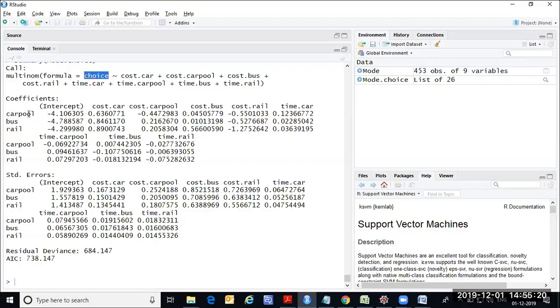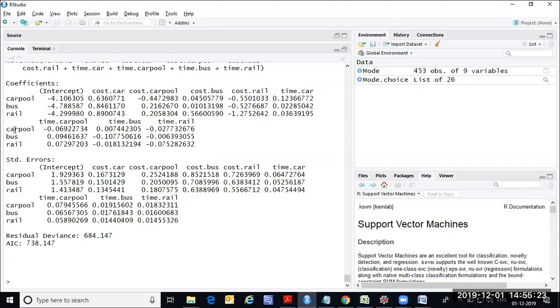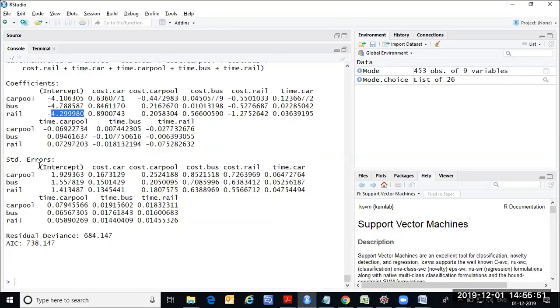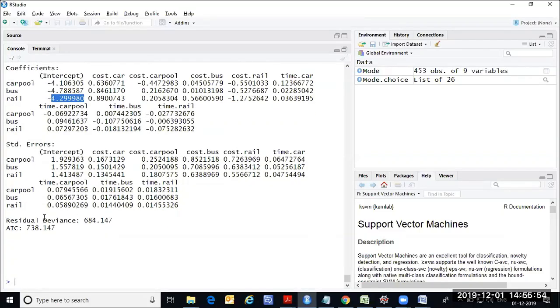So in this case, we have carpool, bus, rail. What is the other option that is missing? Car is missing, right? So that means it has made car the baseline option and it starts comparing the other 3 options with it. And relative to the baseline option selected, it's going to calculate the coefficient values. These are the standard errors. Similarly, the residual deviance is given and the AIC value is given.